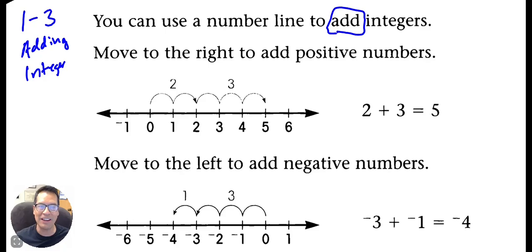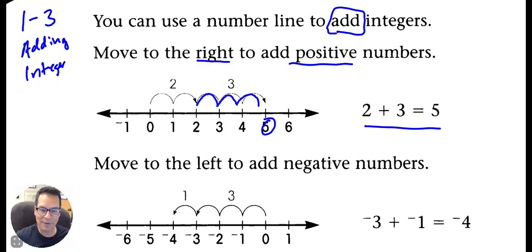And when we add integers, we're going to go to the right to add positive numbers. So if our problem is 2 plus 3, we know that's equal to 5. But just to look at 2 plus 3, 1, 2, 3, on the number line, I moved 3 spaces to the right. And so it gave me my answer, which is 5.